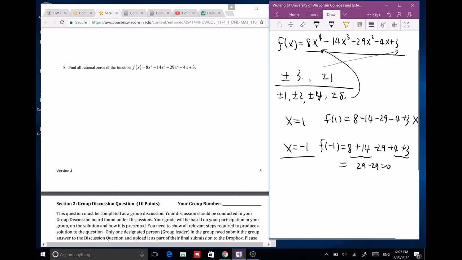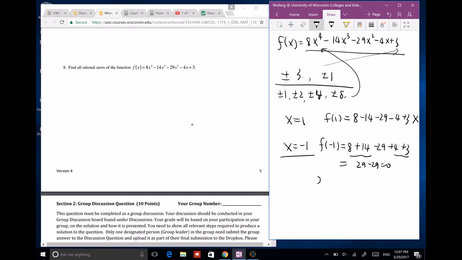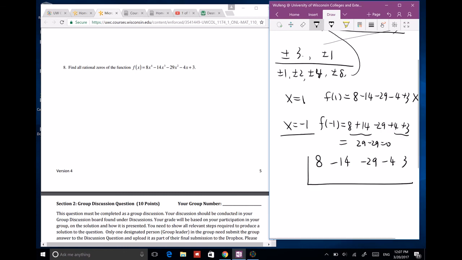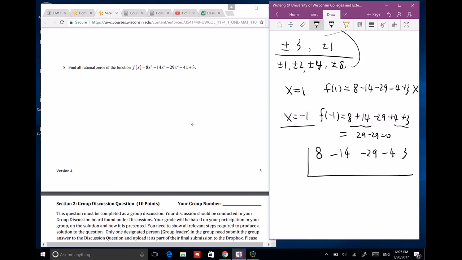So now we use synthetic division. 8, -14, -29, -4, 3. And synthetic division, if x equals -1, so I put -1 here. And then bring it down, 8, multiply it, -8, add it, -22, multiply it, +22, add it, -7, multiply it, +7, add it, +3, multiply it, -3. So basically multiply, add the next one, 0.